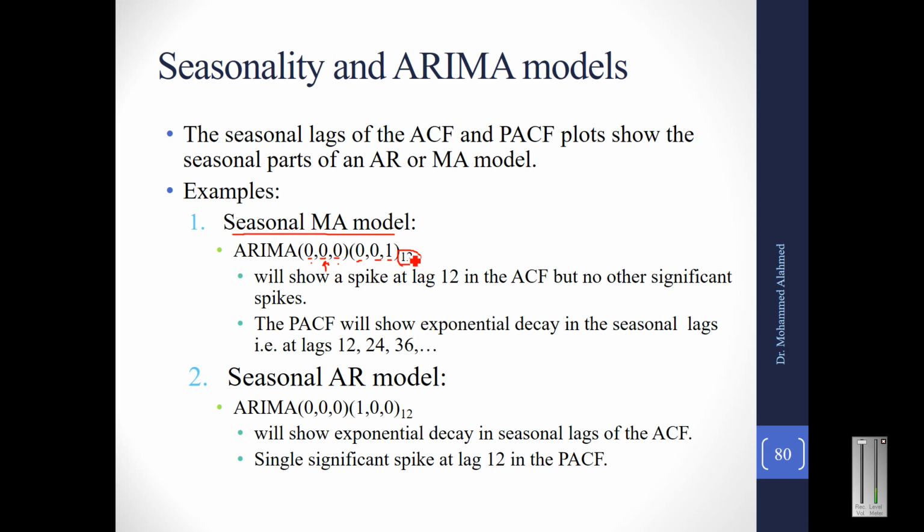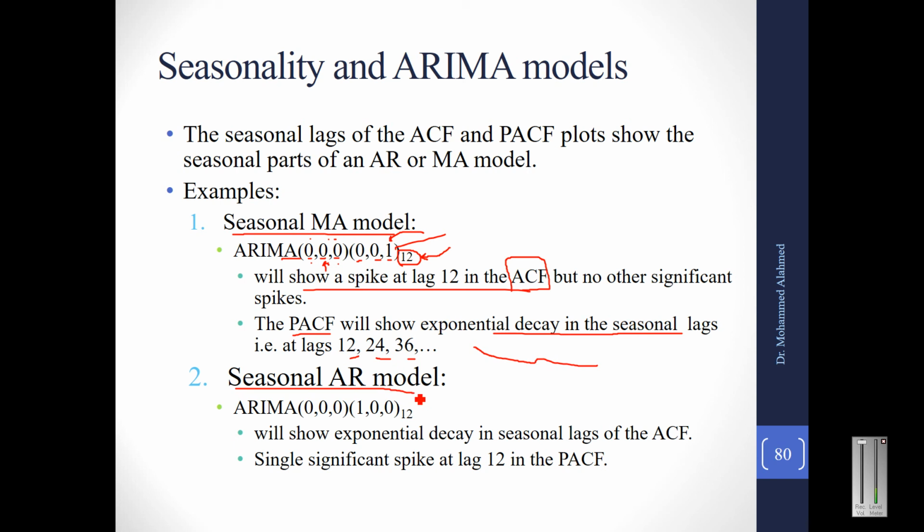With the subscript written as 12, that means at every 12th instance you will have an MA1 model only on the seasonal index. So the seasonal period is 12 here. Every year, at the 12th instance, you will have an MA1 model observed. It will show a spike at lag 12 in the ACF. This one is for the MA, because it is p, d, and q. And the PACF will show exponential decay in case of seasonal lags at 12, 24, and so on. So you will have something like this, showing an exponential decay.